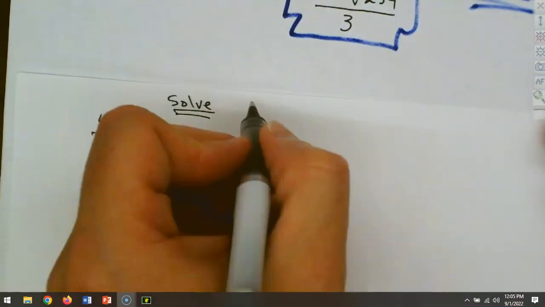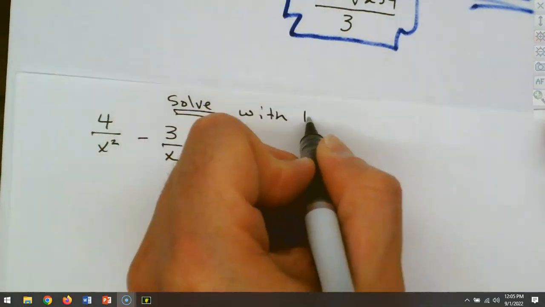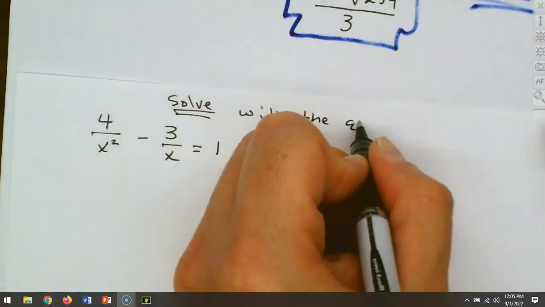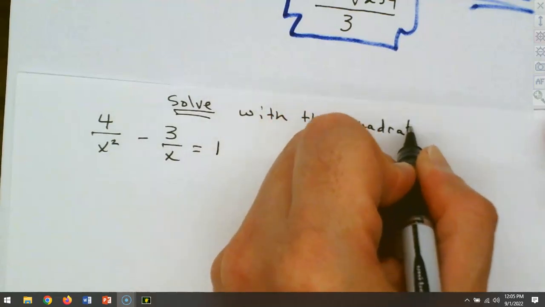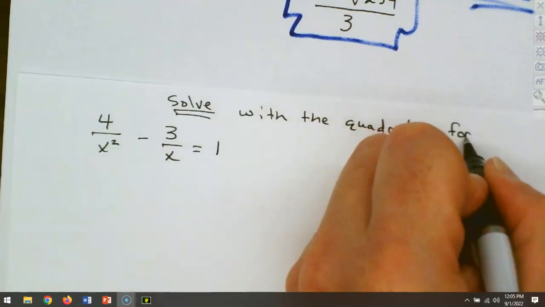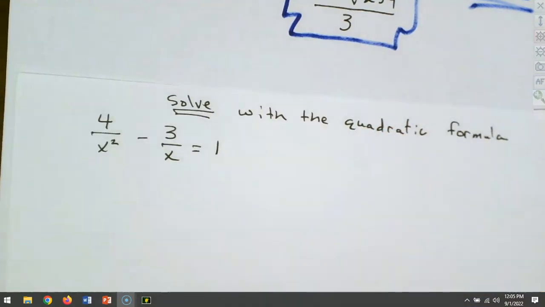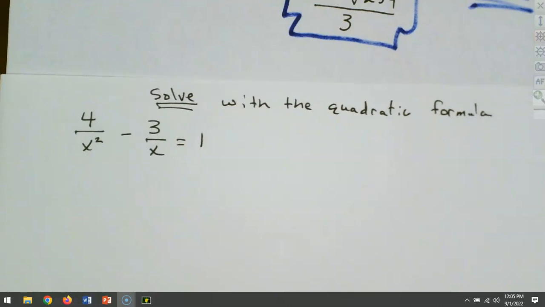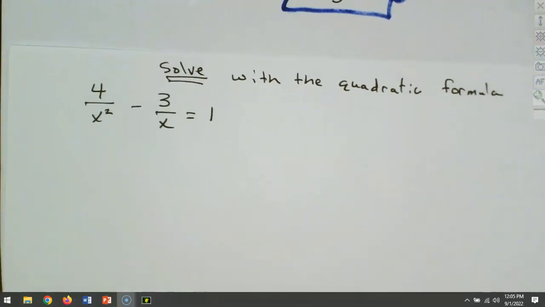So we can solve with the quadratic formula. So we're going to try and solve this with the quadratic formula. And there is one question very, very similar to this in your homework. And it looks almost identical to question 15. Pretty much the same, different order result.